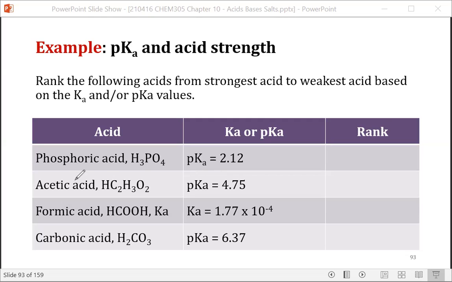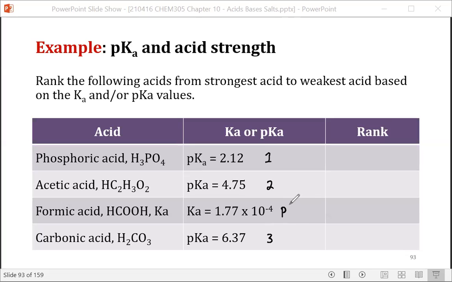Okay, so we have 2.12, 4.75, another pKa value for acetic acid. Formic acid, we're given the Ka value, so we're going to have to convert this to pKa so we can compare everything on a pKa basis. And then carbonic acid, we have a pKa of 6.37. Right now, before we figure out the pKa of formic acid, phosphoric acid is the strongest, acetic acid is the second strongest, and carbonic acid is the third strongest. Again, ranking from strongest acid to weakest acid based on what we know so far. The lower the pKa, the stronger the acid. So let's find out the pKa of formic acid so we can figure out where it fits in this ranking.